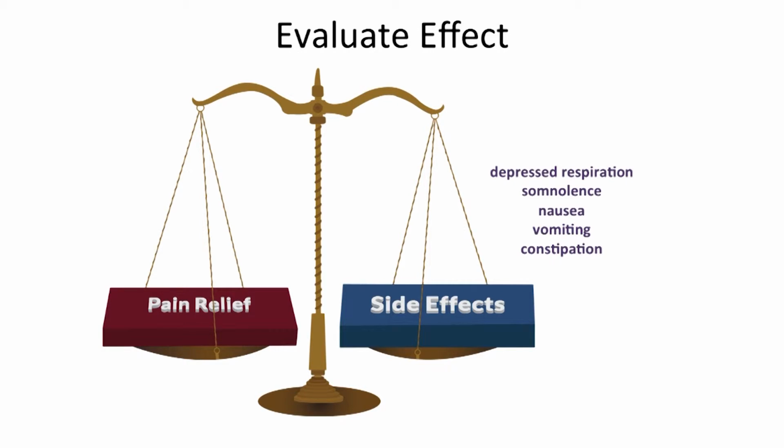Lastly, we must evaluate the effect of our interventions. We must weigh the level of pain relief against the side effects. The side effects of the opioid medications in particular are depressed respiratory drive, somnolence, nausea, vomiting, and constipation.